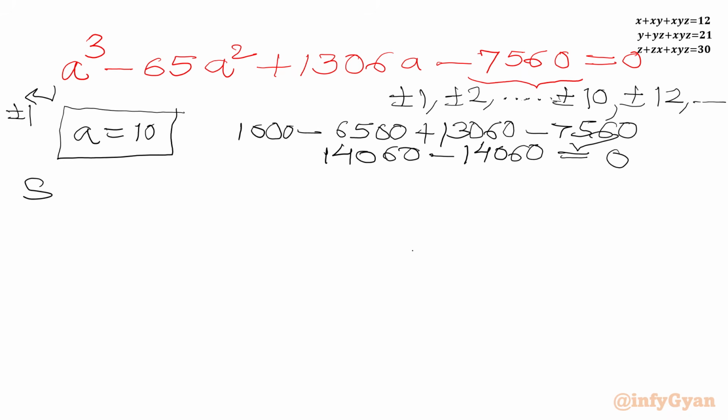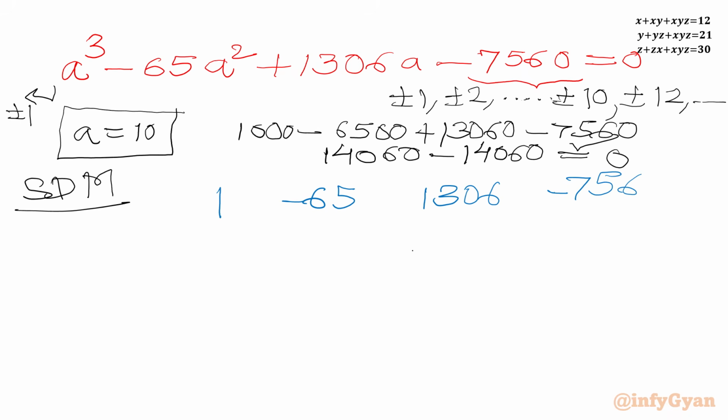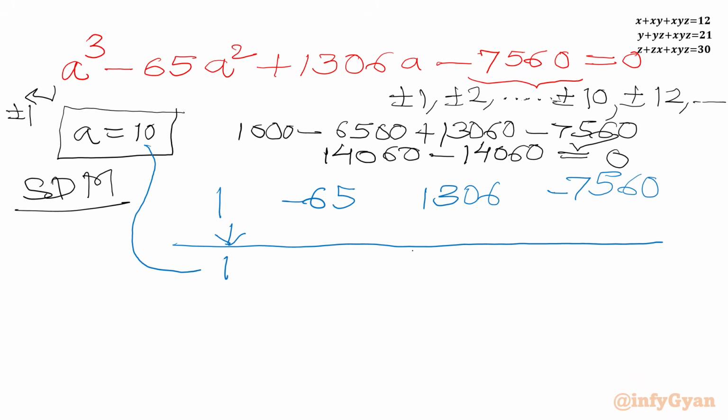Now we can go for the synthetic division method. So we need to write all the coefficients of the cubic equation. Coefficient of a cube is 1, we'll write here 1. Coefficient of a square, minus 65. Coefficient of a, 1306. Constant, minus 7560. We will retain the leading coefficient 1 as it is. Now we have to multiply our base solution with the leading coefficient. So 10 times 1 will be equal to 10, which we will write over here.